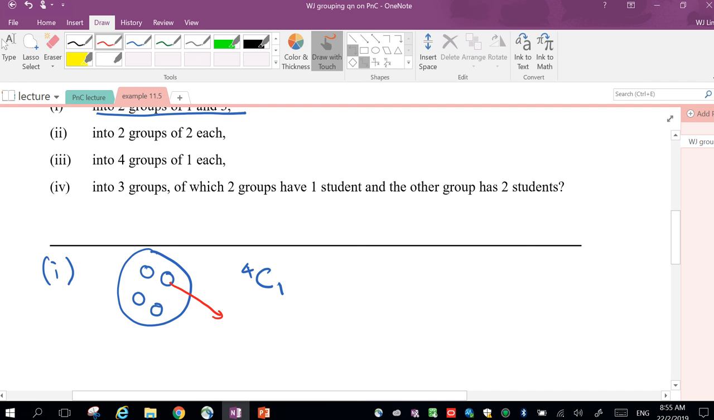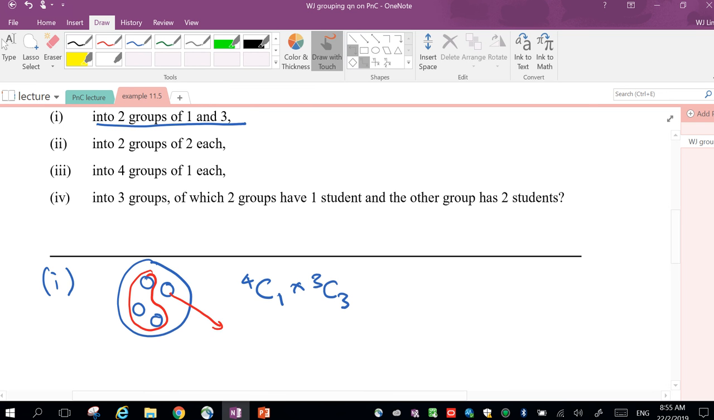Times how many are remaining? 3. So 3 choose 3. You pick the other 3 to form a group. Is this clear? While you're writing down, there's empty space at the bottom of your worksheet that's printed for you.